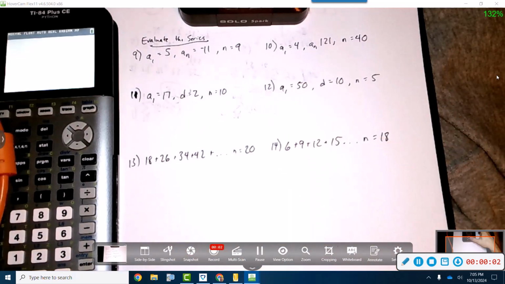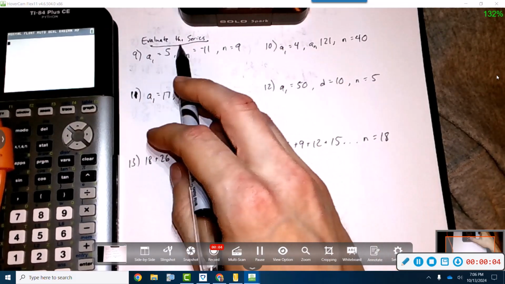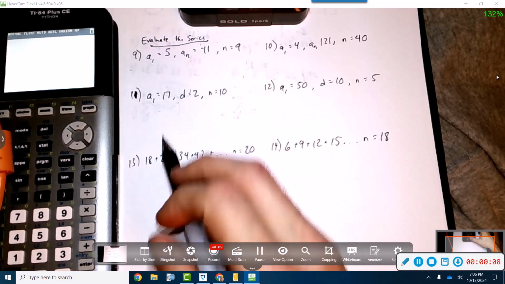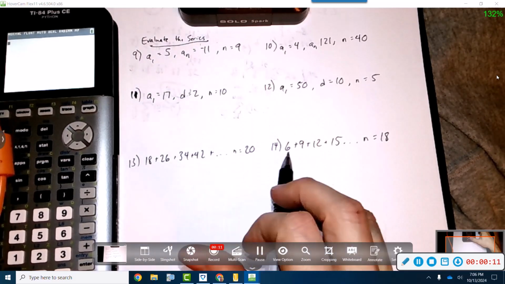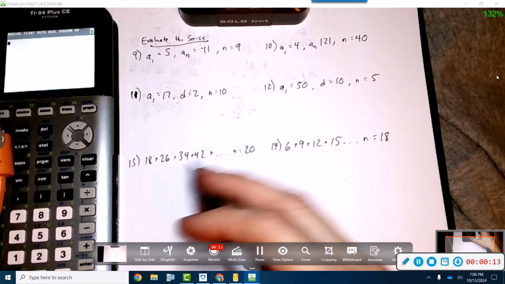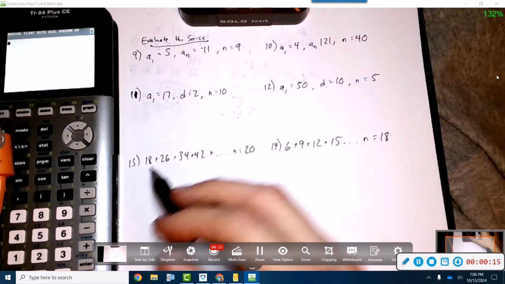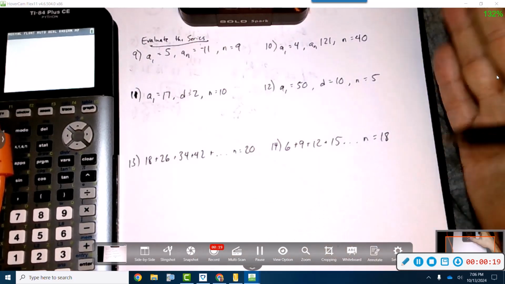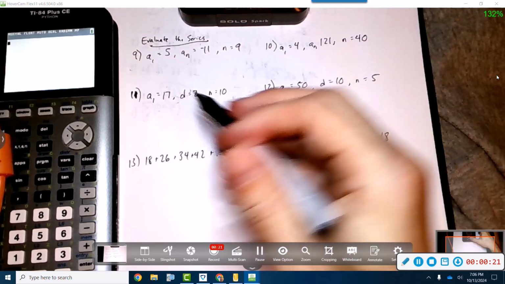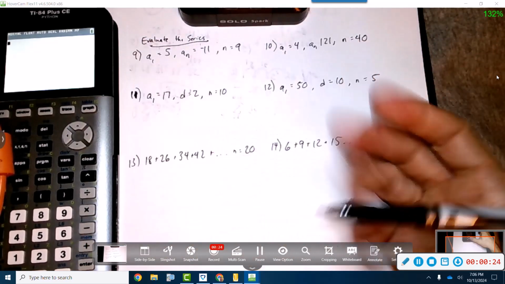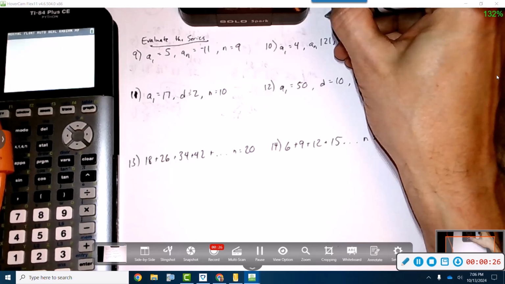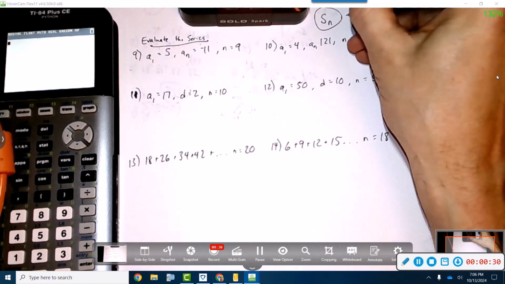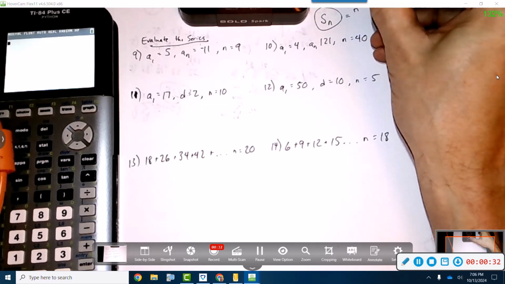Number 9 looks like we're supposed to evaluate the series, and so what does that mean? Well, it's actually not till 13 and 14 that you get what it actually looks like. Whenever we see the word series, that means that we're adding up all of the terms of our sequence. And so when you add them up, you're only going to be using this formula here. Okay? So that's the adding. And in order to use this formula, remember, you need to know how many terms you have.